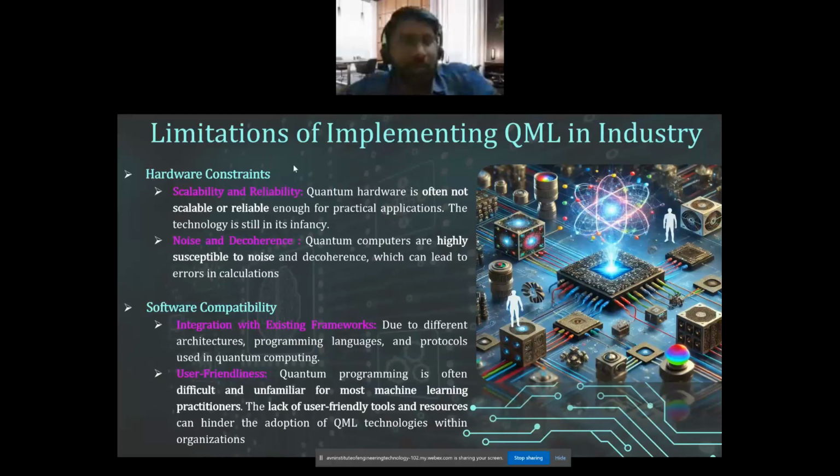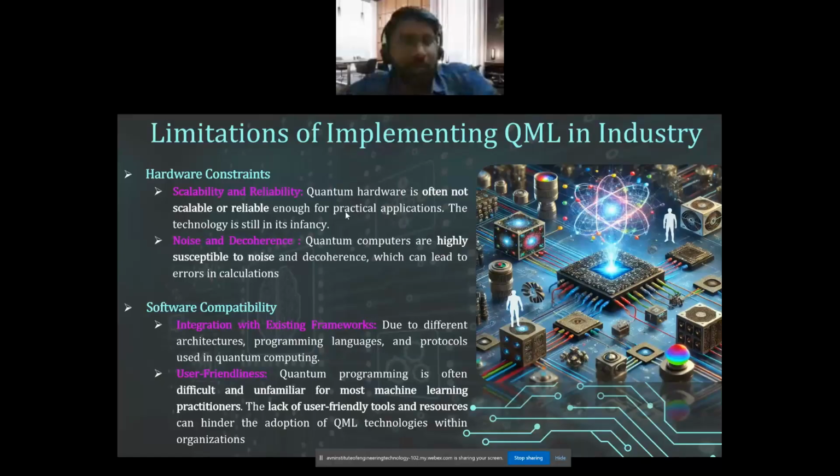The hardware constraint is always there, and one more major disadvantage, which we discussed in the quantum machine learning introduction, is noise and decoherence. These are the major disadvantages right now in terms of hardware constraints. That is the reason different organizations are investing in R&D to reduce the noise in quantum machine learning. And then software compatibility, so here there are two different things.